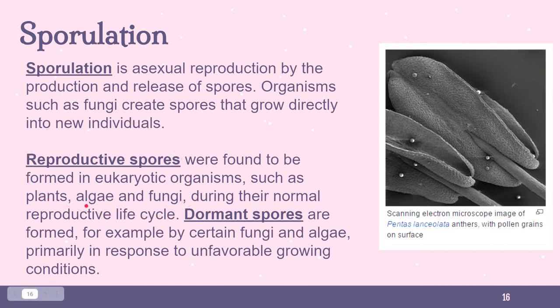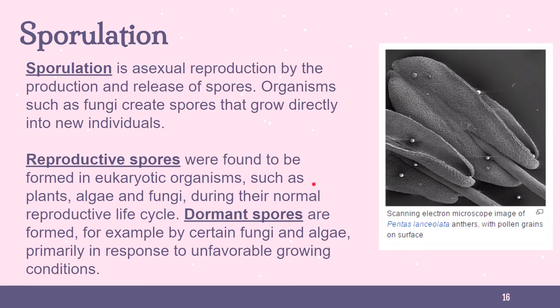However, we also have dormant spores. They are formed, for example, by certain fungi and algae once they experience unfavorable growing conditions. So the spores of fungi and algae could remain dormant if the environment is not suited for them to reproduce and for them to grow.